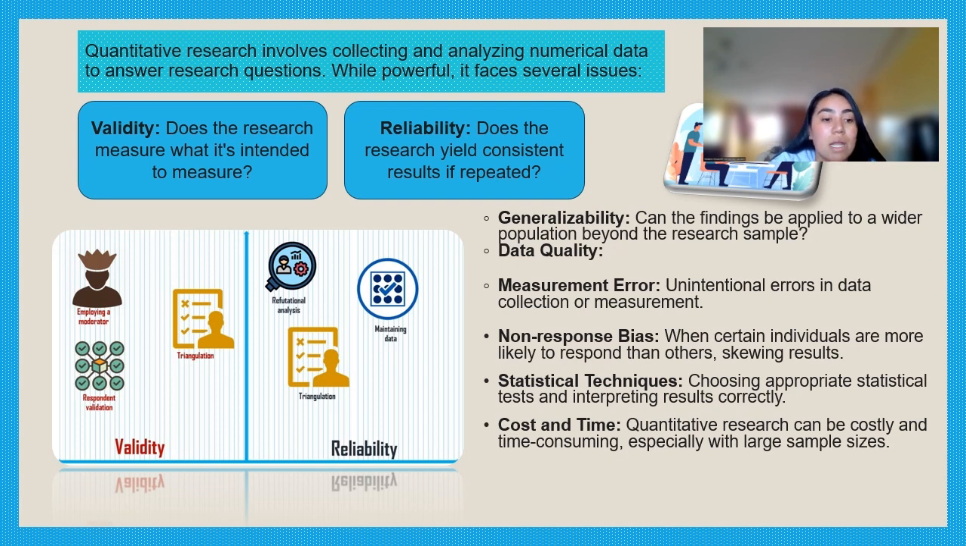Generalizability: can the findings be applied to a wider population beyond the research sample? The data quality issues are measurement error and non-response bias. Measurement error is an unintentional error in data collection or measurement. The other one is non-response bias, which is when certain individuals are more likely to respond than others, skewing results.